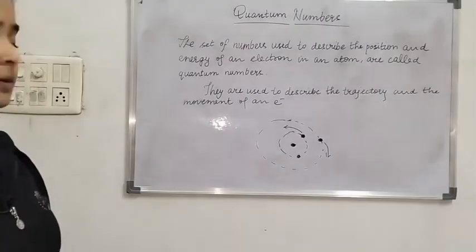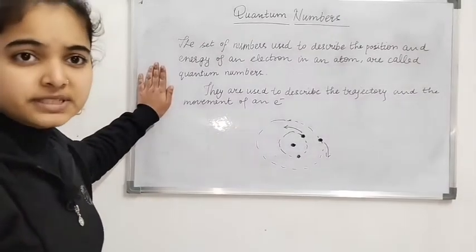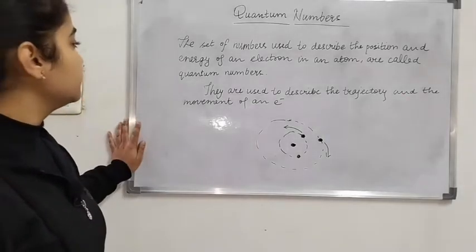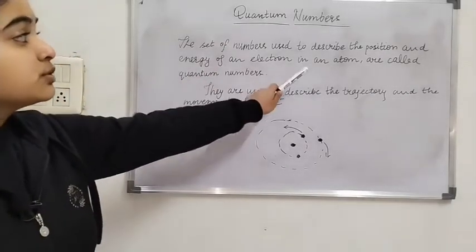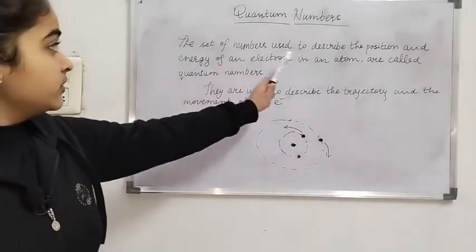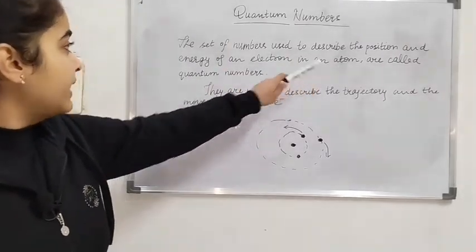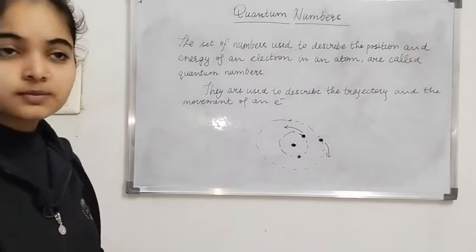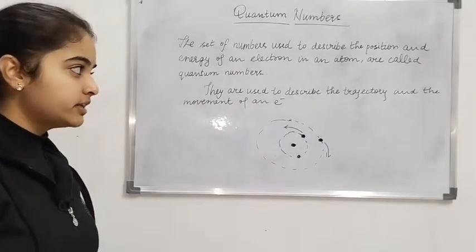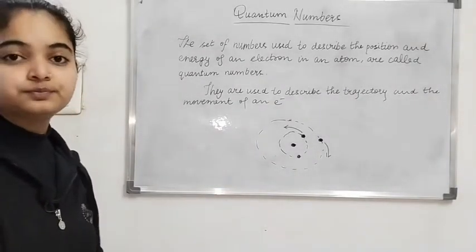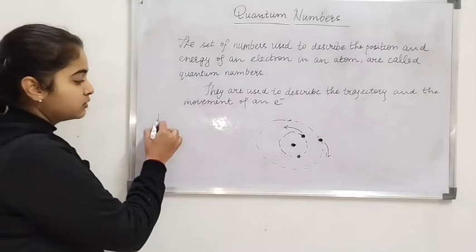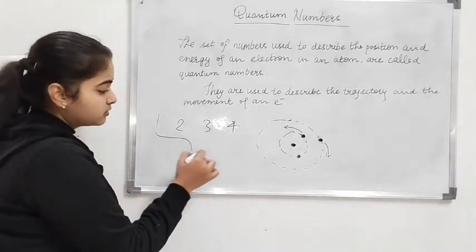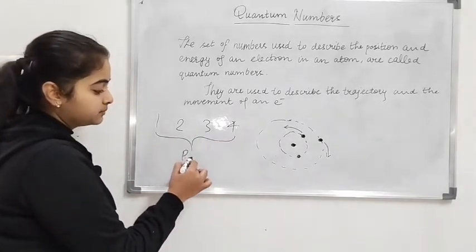So what is a quantum number? Quantum numbers are basically of 4 types. I will tell you about this later in this video. So what are the quantum numbers? The set of the numbers used to describe the position and energy of an electron in an atom are called the quantum numbers. They are used to describe the trajectory and the movement of an electron. Quantum numbers are of 4 types. The set of these 4 quantum numbers describe the path.